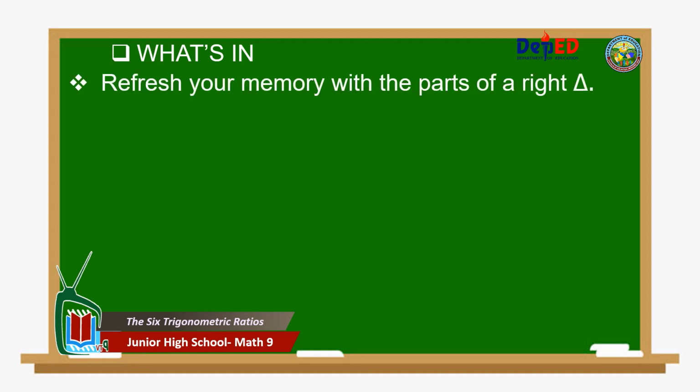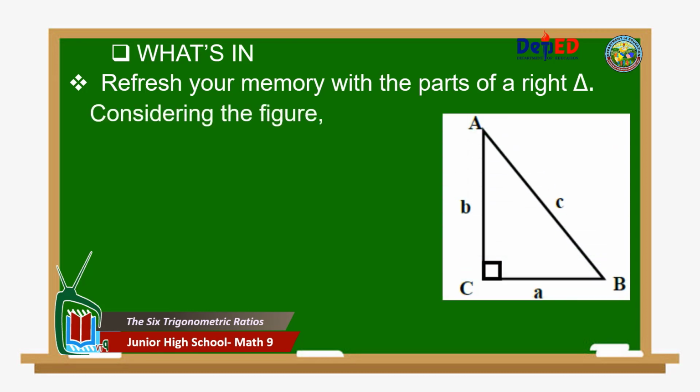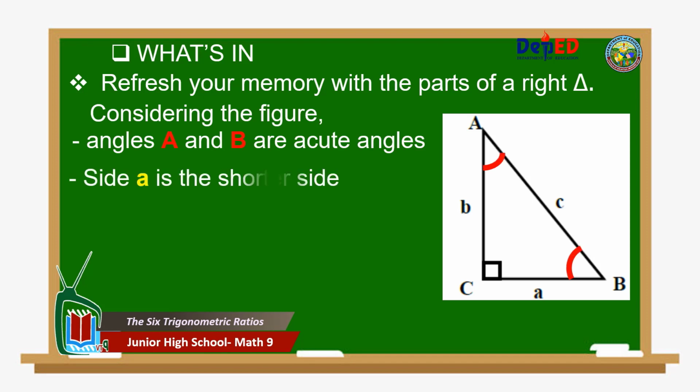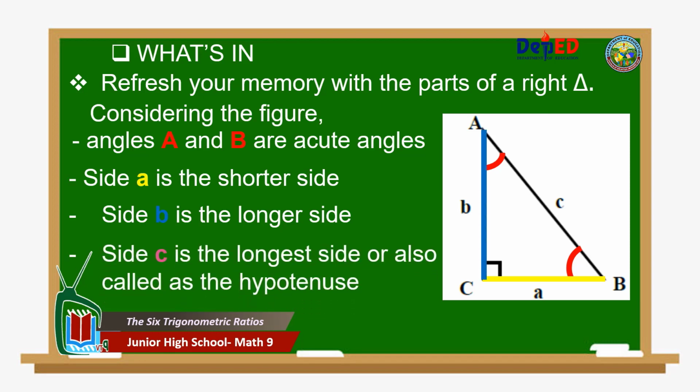We begin by having a short review with the different parts of a right triangle. Considering the figure, right triangle ACB with sides A, B, and C. Angles A and B are acute angles. Side A is the shorter side. Side B is the longer leg. And side C is the longest side, or also called as the hypotenuse.